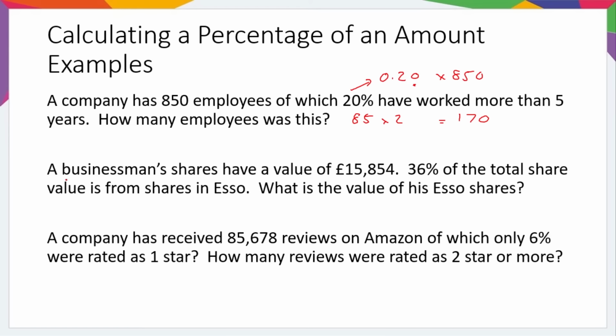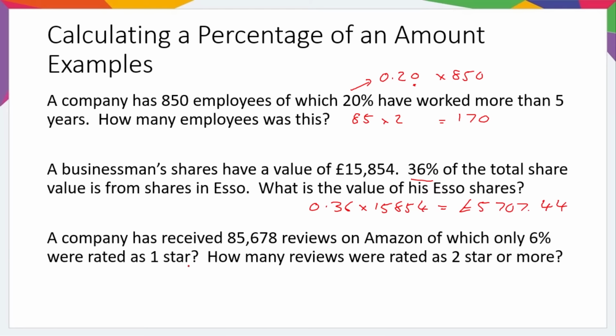For this second example, I would definitely recommend using a calculator because we've got a really nasty percentage figure and a really nasty amount, 15,854. So our percentage multiplier for 36% is 0.36. Just stick a 0 and a decimal point in front of that number. Multiply that by the 15,854, and that gives us a total of £5,707.44.